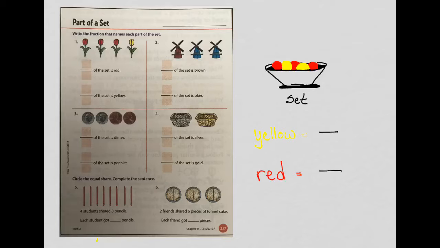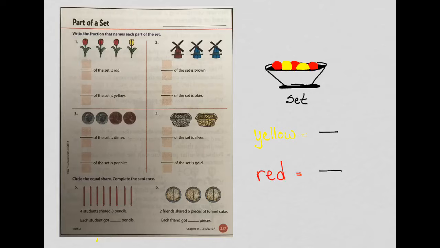And then later on in this lesson, you're going to find the equal shares for 2, 3, or even 4 people. So you need your workbook page 257, that's your lesson page, for lesson 127. So pause the video, go get your materials, and come back.